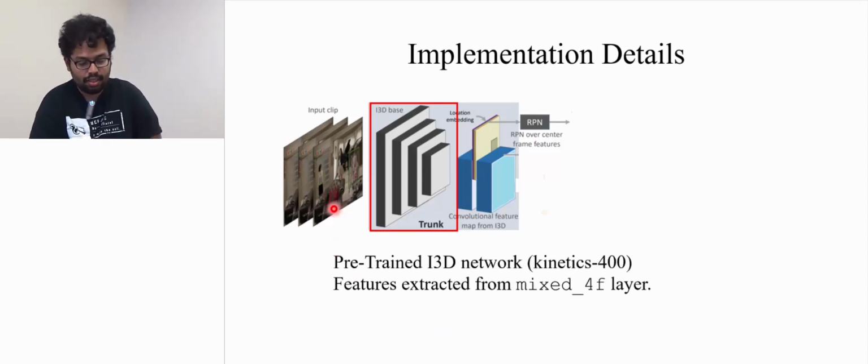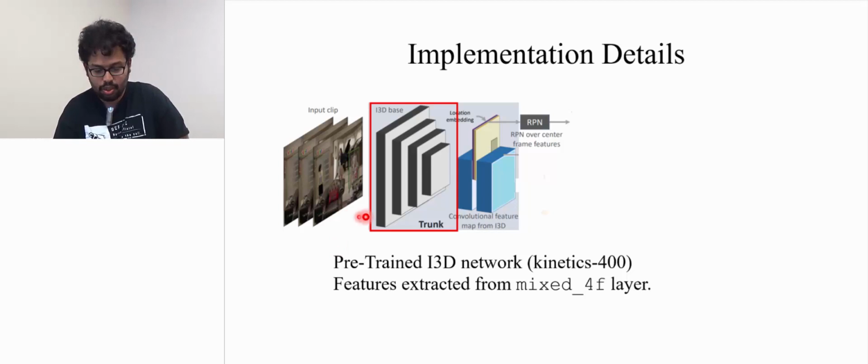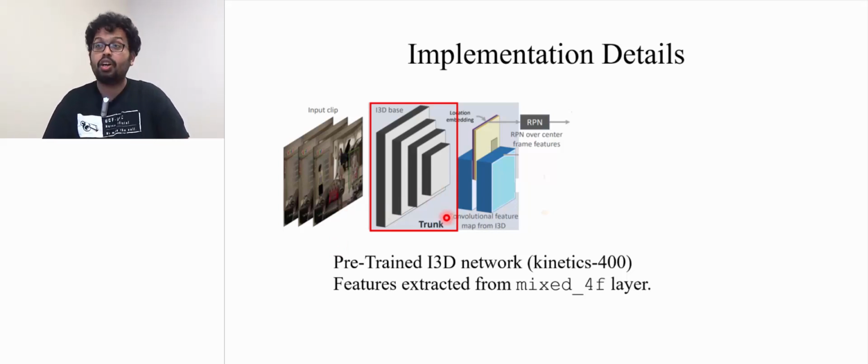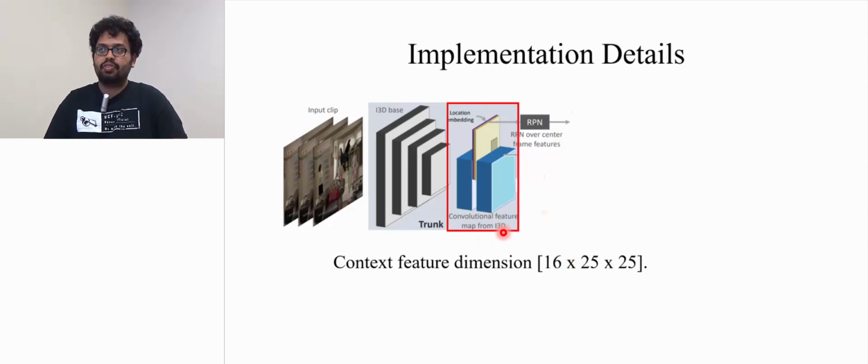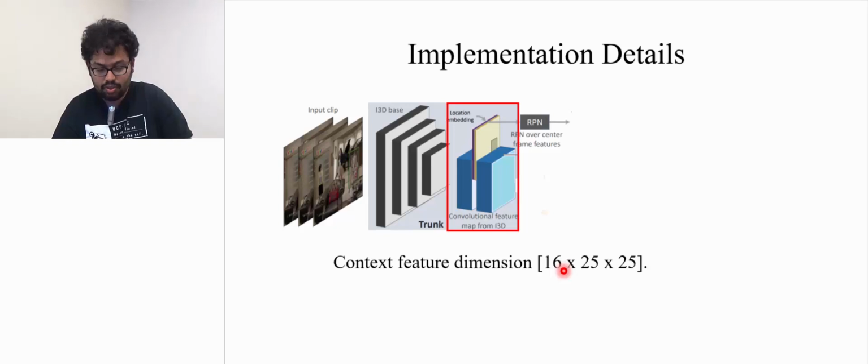So once they extract the clips and perform the data augmentation, they pass it through an I3D network which is pre-trained on the Kinetics dataset. And they extract the features from the Mixed 4F layer, which is like the fourth stage of the I3D network. So the output feature dimension of the I3D network, which they extract from the Mixed 4F layer, is 16 cross 25 cross 25. Here we see that the temporal resolution has been downgraded by 4, and the spatial resolution is downgraded by 16, which is like from 400 they came to 25 and 25.